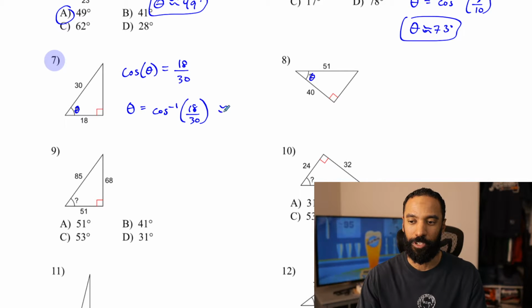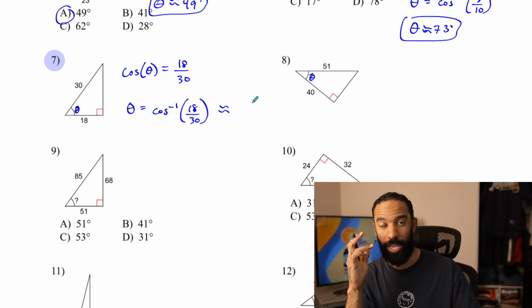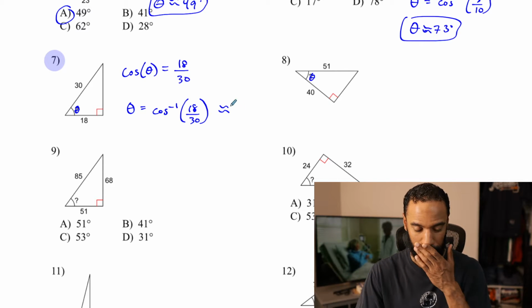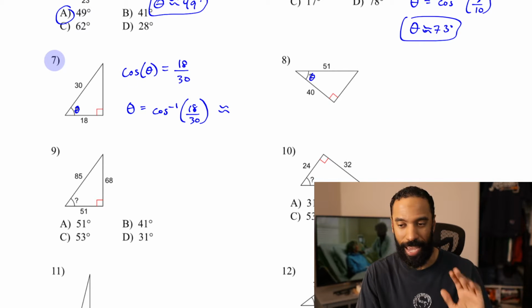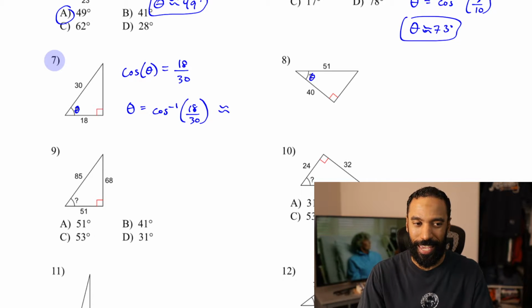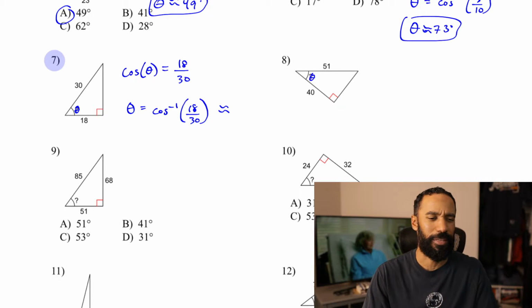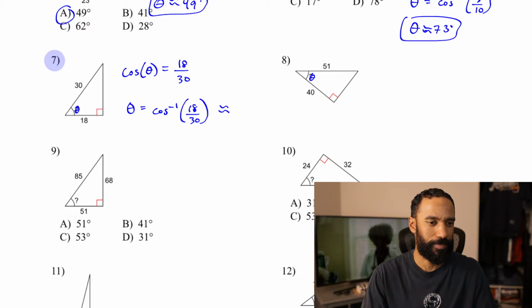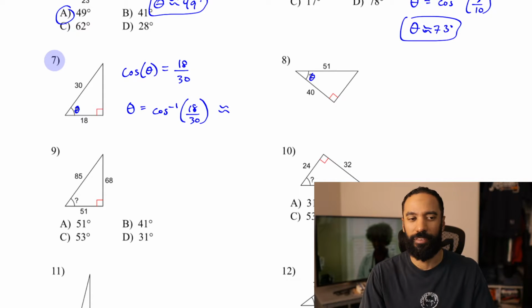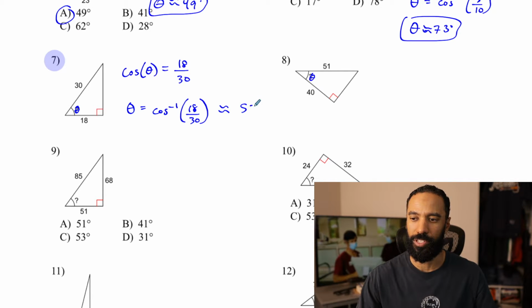But if I did inverse cosine of 18 over 30, or inverse cosine of 3/5, or inverse cosine of 0.6, the answer is the same. You just got to make sure you get those values when you simplify them. So it all depends on what you have. Inverse cosine of 18 over 30 is about 53 degrees, is what I'm getting.